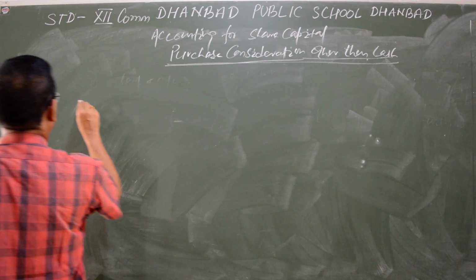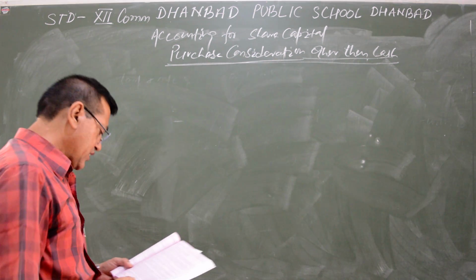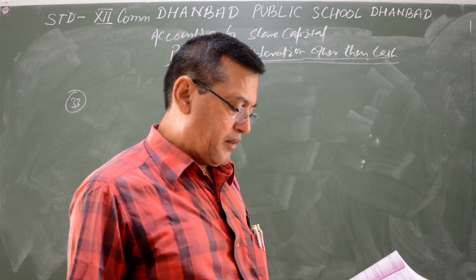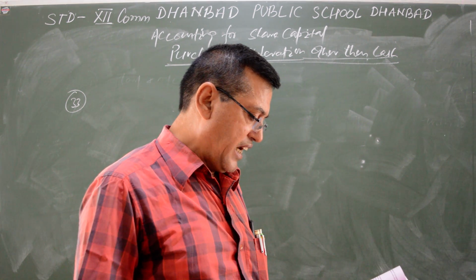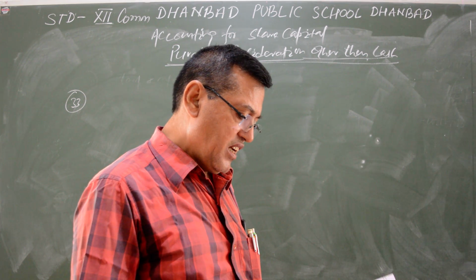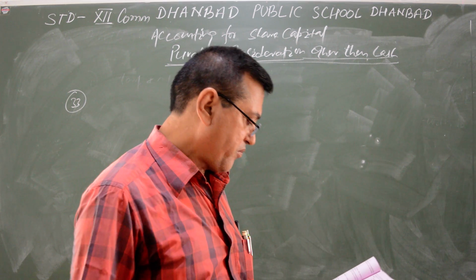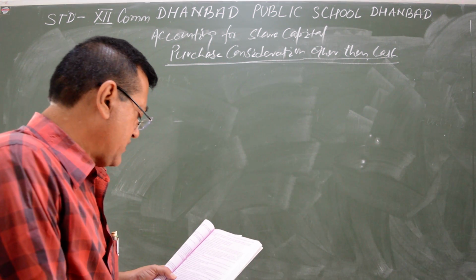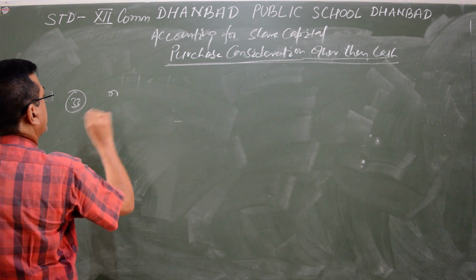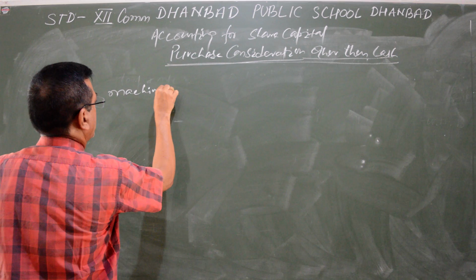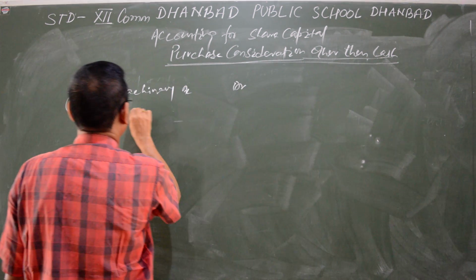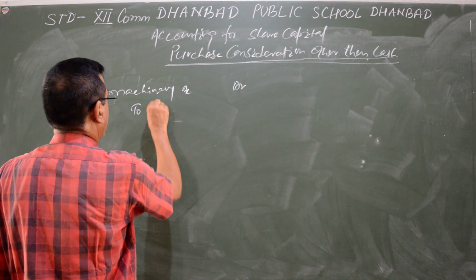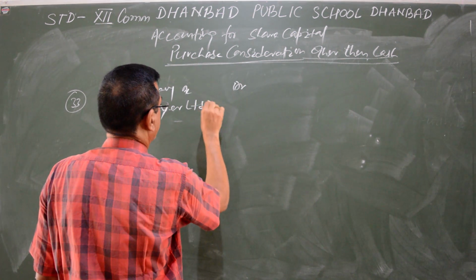Now see the question number 33. Jain Limited purchased machinery costing 10 lakhs from IR Limited. 50% payment was made by cheque and for the remaining 50% the company issued equity shares of 100 each at a premium of 25%, just one step ahead of the previous question. Jain Company, you are purchasing machinery costing 10 lakhs. At first you have to pass the entry for the purchase of machinery. Machinery account debit to IR Limited account.